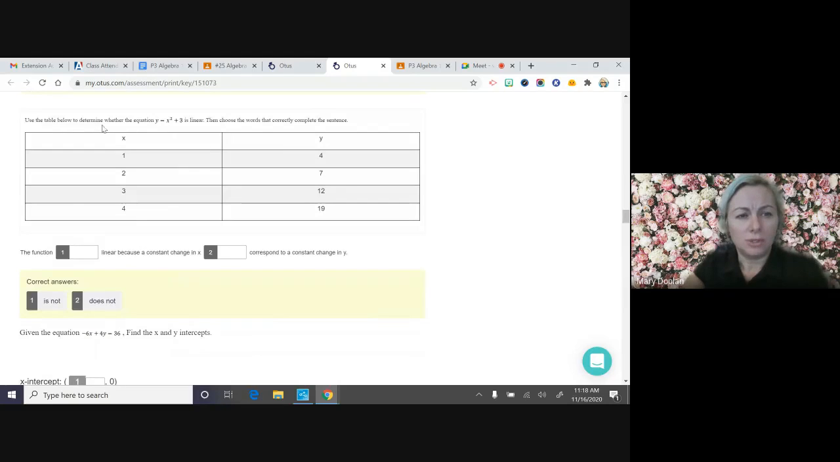Use the table below to determine whether the equation y equals x squared plus 3 is linear. Then choose the words that correctly complete the sentence.